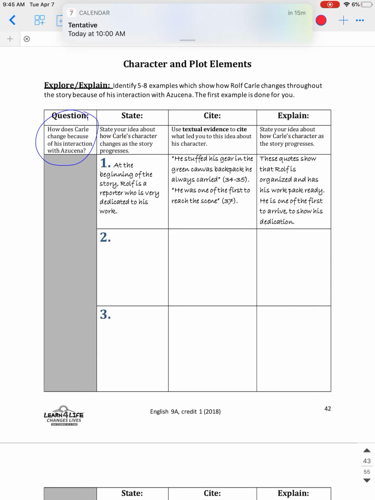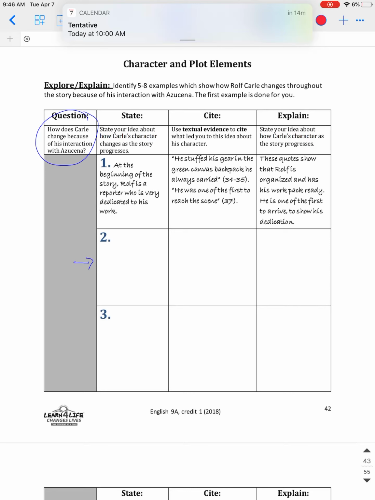And then explain why you chose that quote. State your idea about how Karl's character changes as the story progresses, okay? And so they say these quotes show that Rolf is organized and his work pack ready. He is one of the first to arrive to show his dedication. So you're going to go through and state your opinion. You could start with him trying to help, and when he realizes he can't help, what does he do? He tries to comfort her.